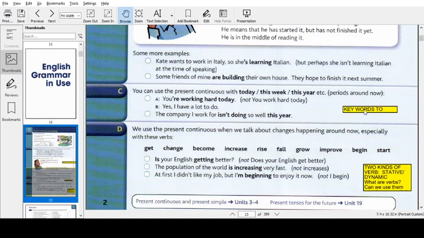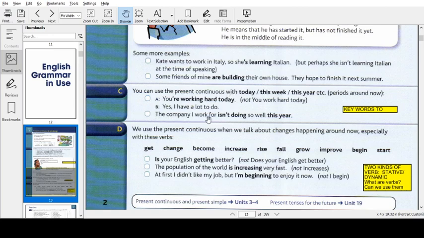Once again, please look here. These are the keywords to remember. You know them very well. As I have earlier explained, today, this week, this year, periods around now, the time around you. You are working hard today. Not you work hard today. You cannot say that you work hard today. No, you are working hard today, because today represents time.